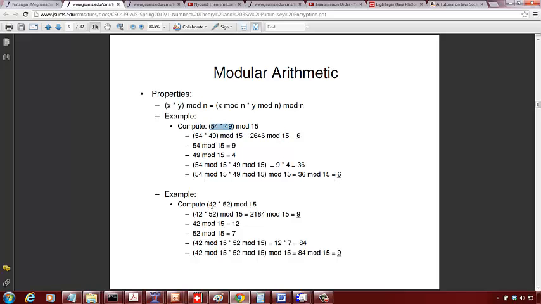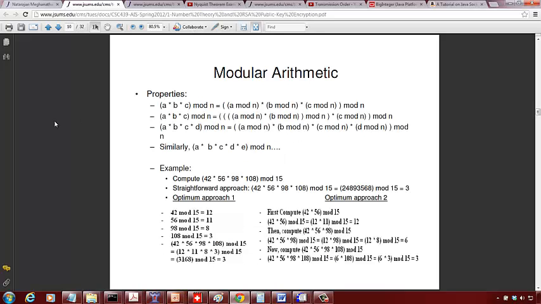Okay. Now 42 times 52 mod 15 is, again, 42 mod 15 is 12, 52 mod 15 is 7. So when you take this inside, you get 12 times 7, which is 84. And 84 mod 15, because 84 is not less than 15, you have to apply the mod operator again. So 84 mod 15 is going to be 9. Okay. So this is where we stopped last time.